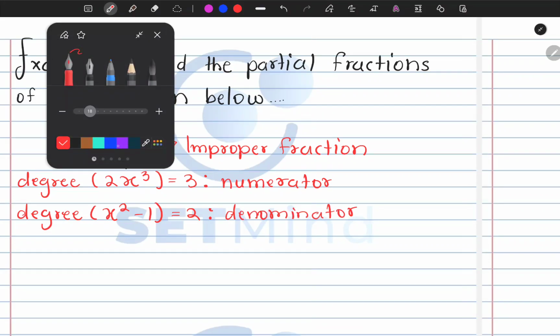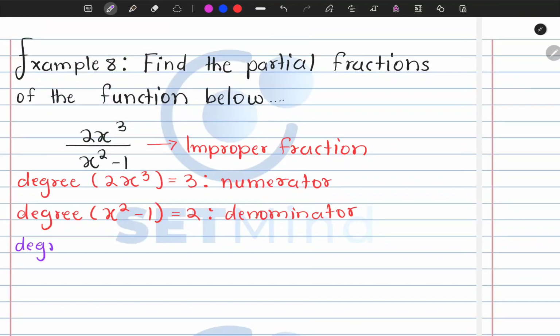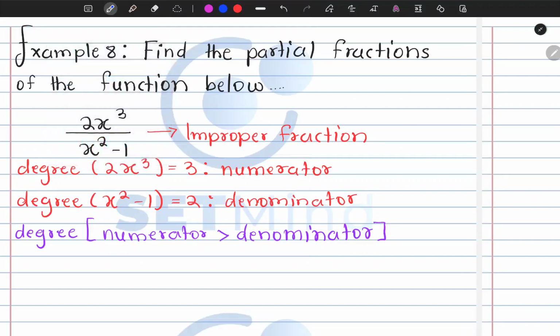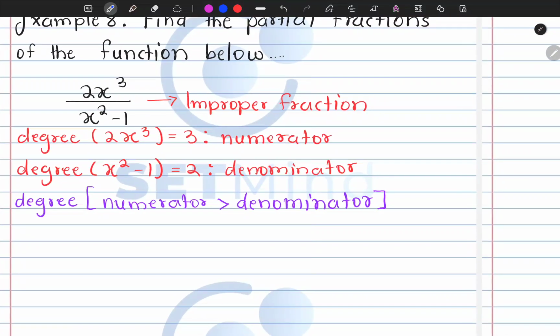And as you can see, you can easily tell that the degree of the numerator is greater than that of the denominator. That is what makes it an improper fraction. And once we have this case of an improper fraction, you should remember that we need to do long division. So because of this, we get an improper fraction.